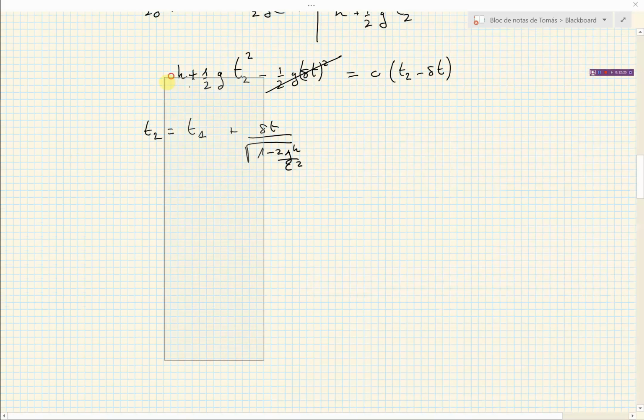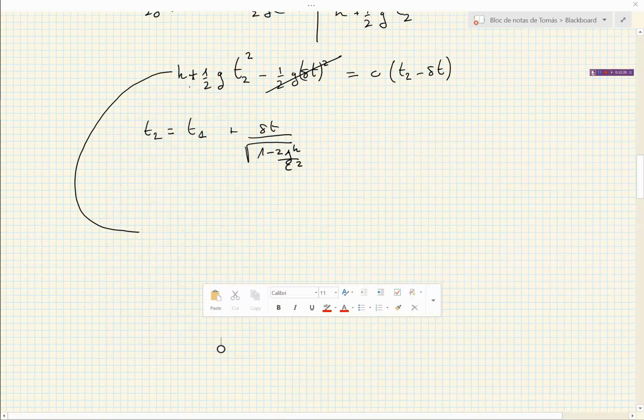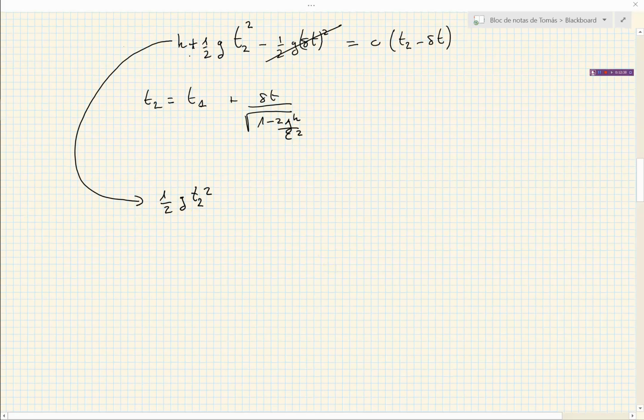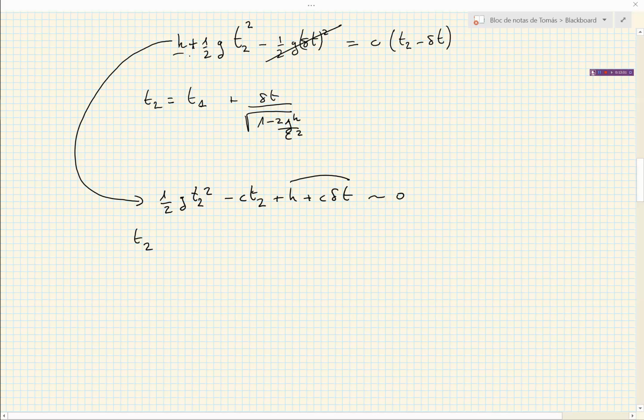So I take this equation and I write the polynomial in the standard order, starting with the term of highest degree. T2 is the unknown, then there is minus c T2 h and plus c delta t, and this is the independent term. So now apply the standard formula. Instead of equal to 0, this should really be approximately 0. If we want to be really rigorous, we should say this is approximately. Then it is minus b, which is c, plus or minus the square root of b squared, which is c squared, minus 4 times a, which is 2g, times the last term plus c delta t, and everything divided by g.